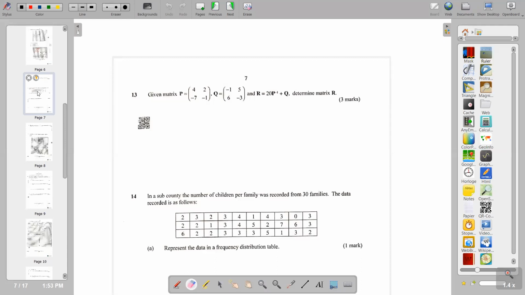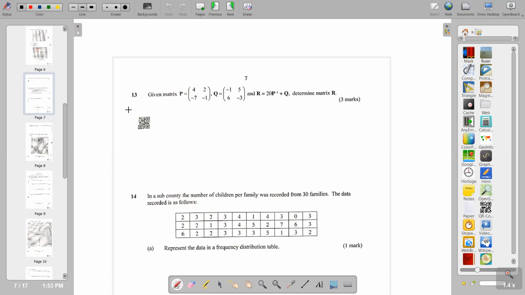Number 13, this is a question on matrices, form 3. You're given a matrix P and Q there, and then R is equal to 20 P power -1, where P power -1 is the inverse of P, plus Q. Determine matrix R. So first of all, maybe you can find the inverse of P.